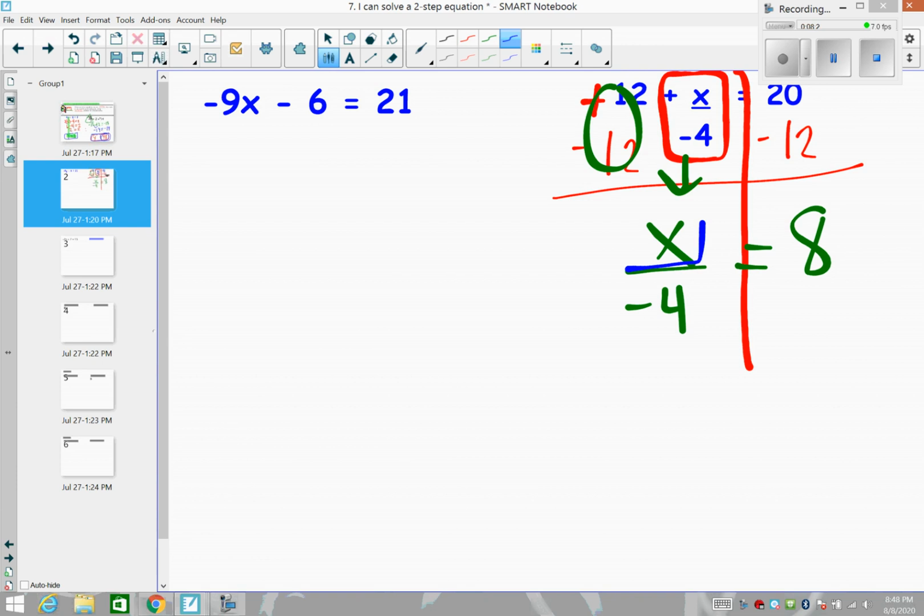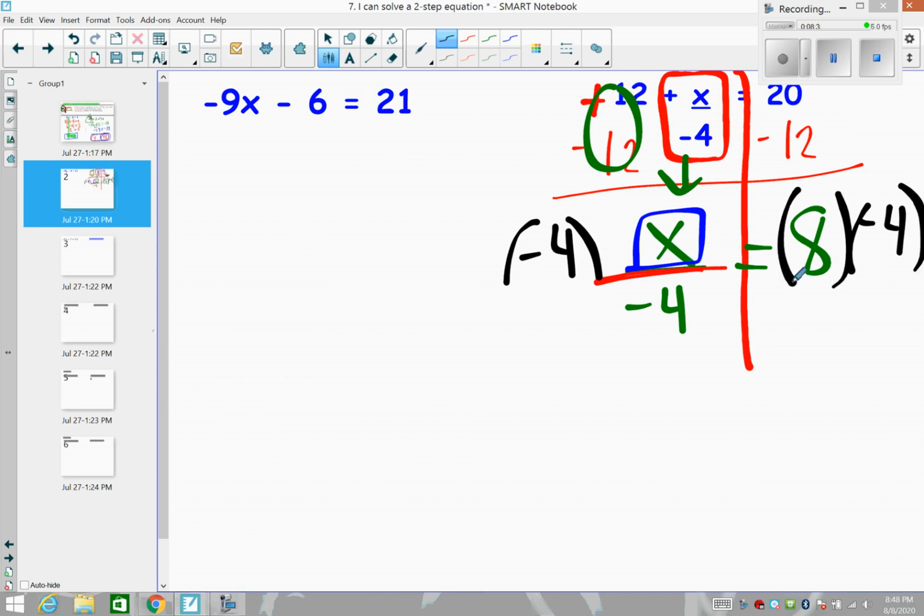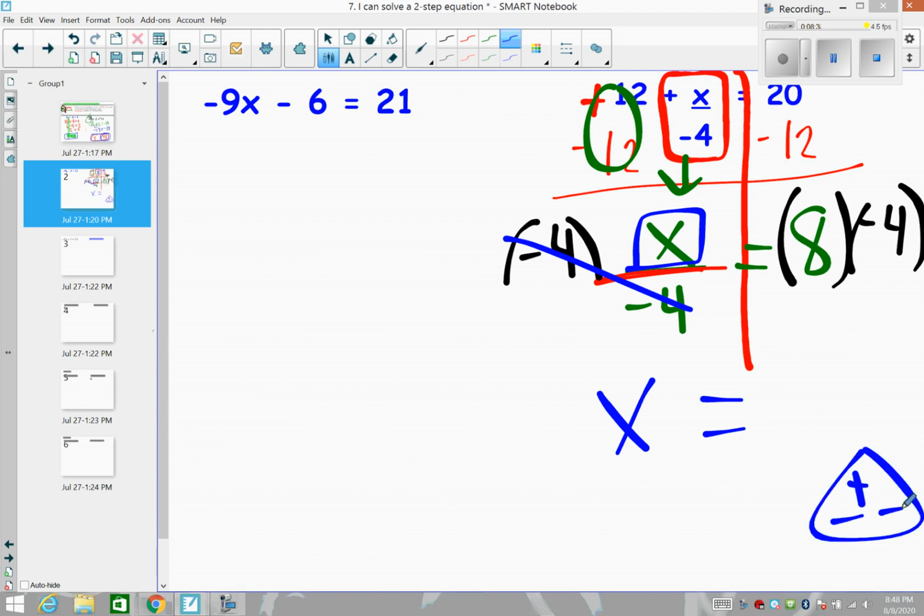So I'm going to build my house, recognizing that this is a division problem. And to get rid of division, we're going to multiply nice and high, copy, paste. So this ends up becoming 1. So we get X equals, and we have a triangle problem over here. We have positive 8 times -4, so the result of that is -32.